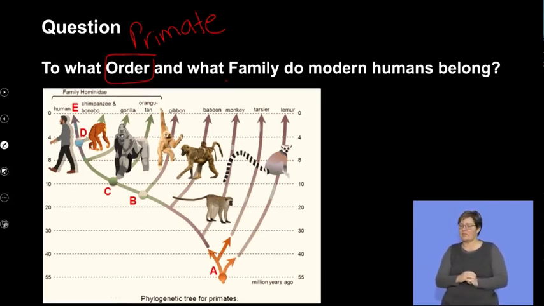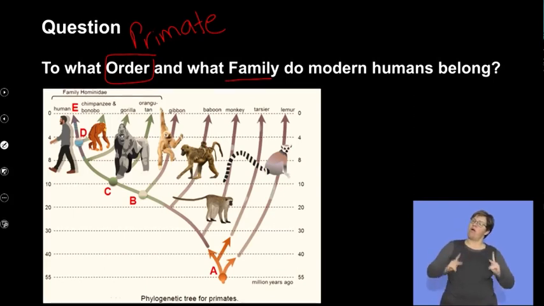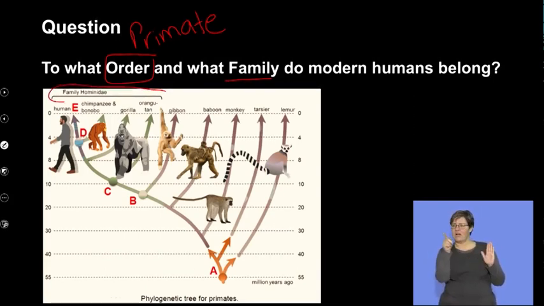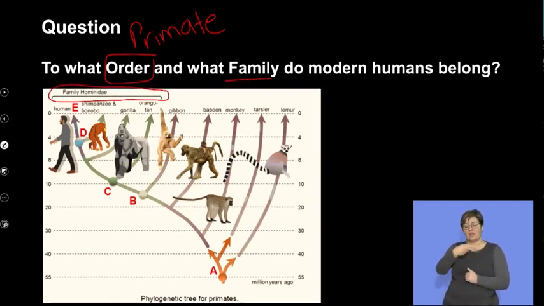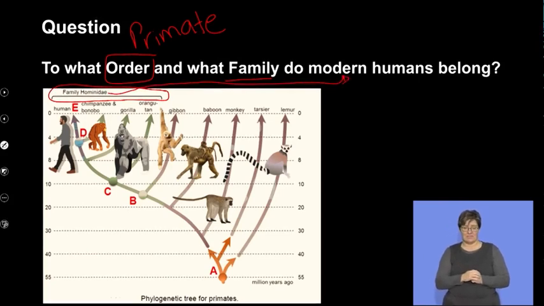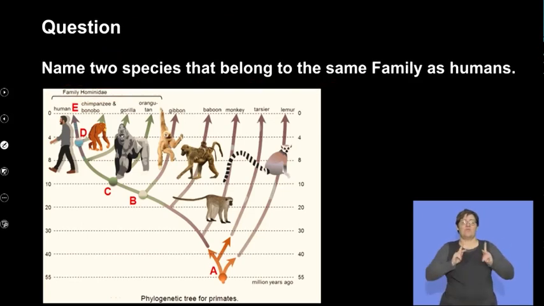What family do modern humans belong to? Now guys, read your diagram. Over here, there we go. The family is indicated, and it's Hominidae, hominid, the "id" at the end, all right? That is going to be the family that we belong to. I'm not going to write it over there. Hominid, so what was the hominid again? All of the great apes, all right, and the human ancestors.